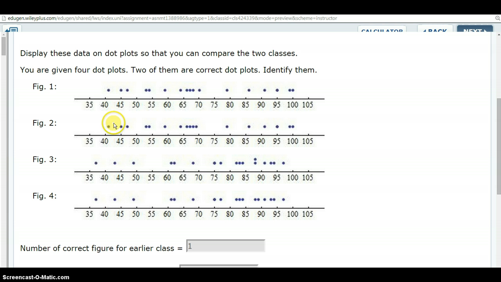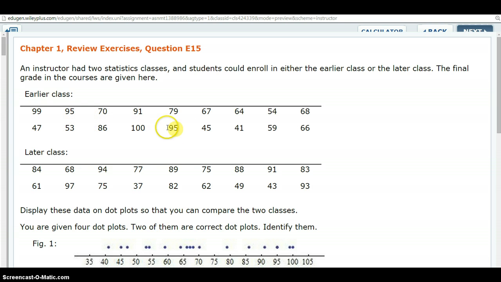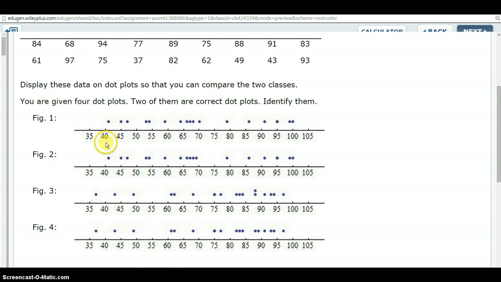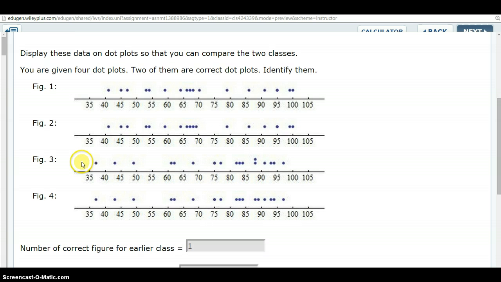So first of all, I'm going to look at the differences between the dot plots, and I noticed that 3 and 4 have this low score here. I want to say that's about a 37. So figures 3 and 4 have a 37, whereas 1 and 2 do not have that 37. So as I go up here and look at the scores, I notice that this doesn't have anything below 40. So the earlier class is not going to be figure 3 or 4. The later class, on the other hand, does have a 37 here. So I know that the later class is going to match up with 3 or 4.